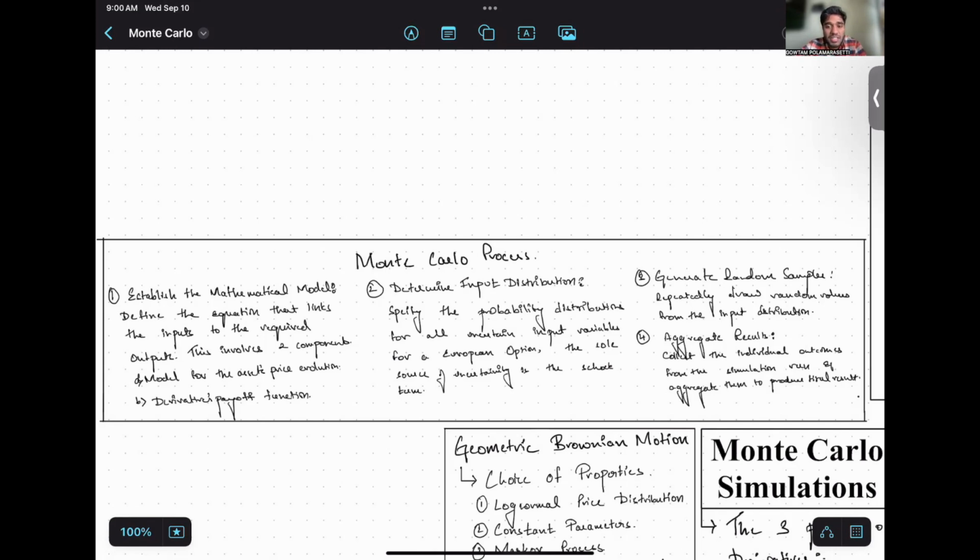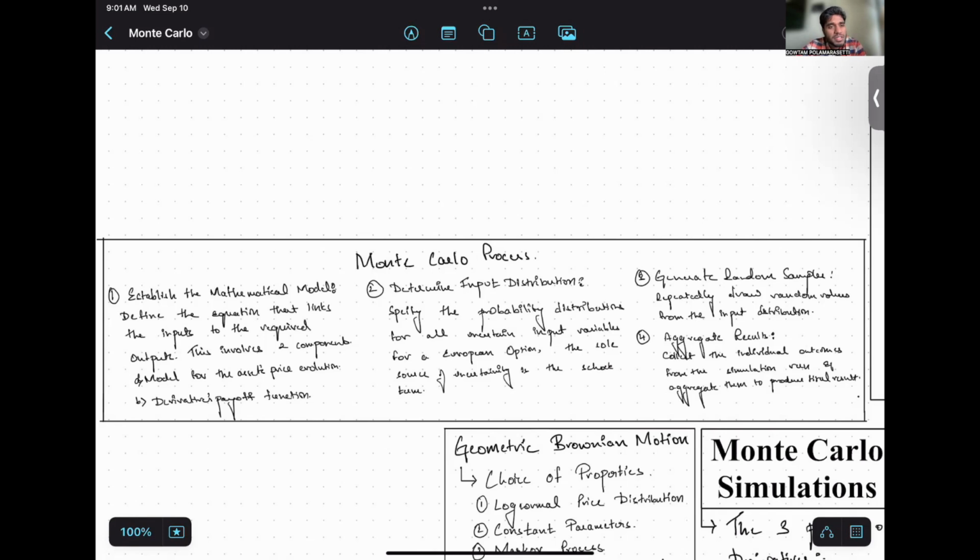The next step is that we aggregate the results. We collect all individual outcomes from the simulation runs and aggregate them to produce the final result. For option pricing, this involves averaging all the calculated payoffs and then discounting the average to the present value. The resulting distribution of outcomes also provides valuable information about the risk and uncertainty of the forecast.